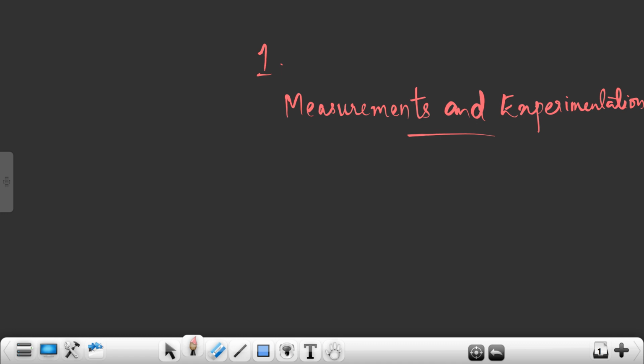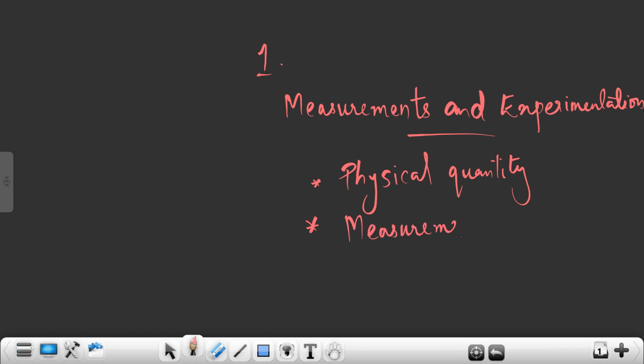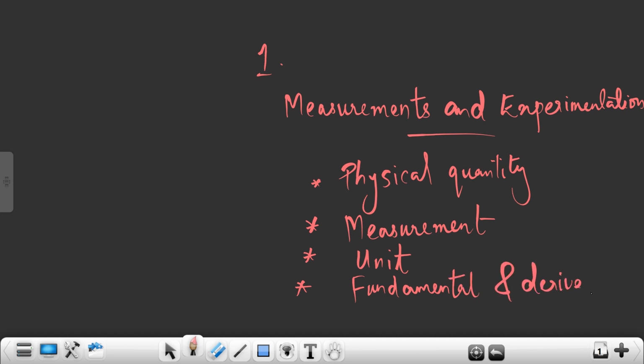In this chapter we are going to discuss what a physical quantity is. Then what do you mean by the term measurement, or what is the importance of measurement? Then what is a unit? Different quantities and different units, like fundamental and derived units and fundamental and derived quantities, and different systems of units.